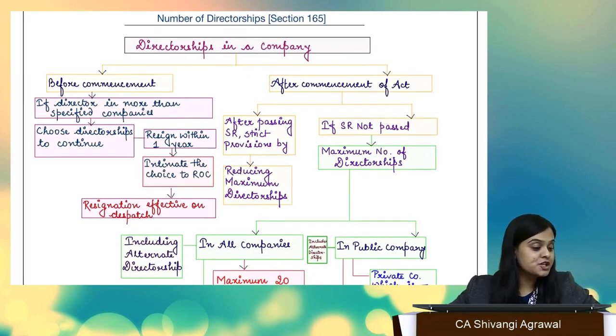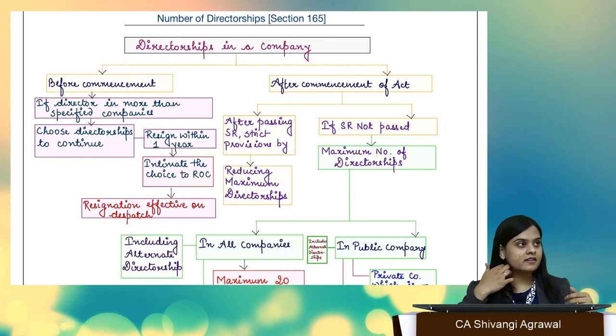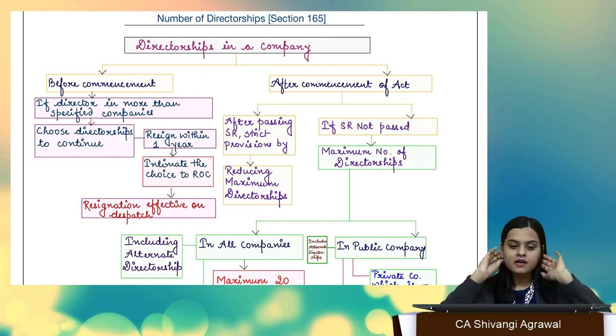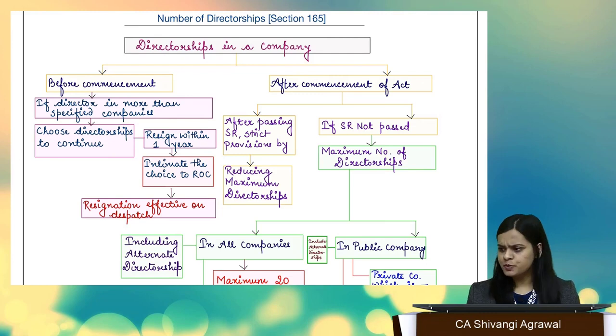Number of directorships. What do you mean by this? Supposedly, I am an eligible person, I have a DIN, and I want to become a director in 50 companies. Can I? Why not? 50 companies. If you have that caliber, why not? Well, this is not like a donut eating competition or a puchka eating competition or something like that. It is becoming a director in companies, which requires time, effort, energy, efficiency, everything.